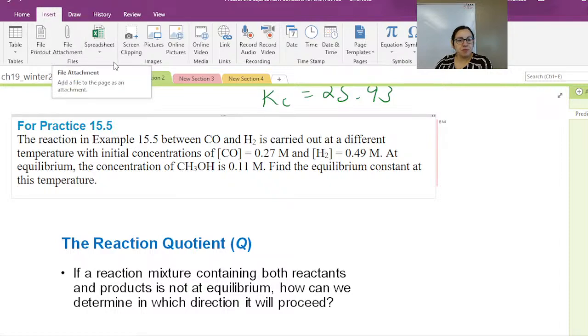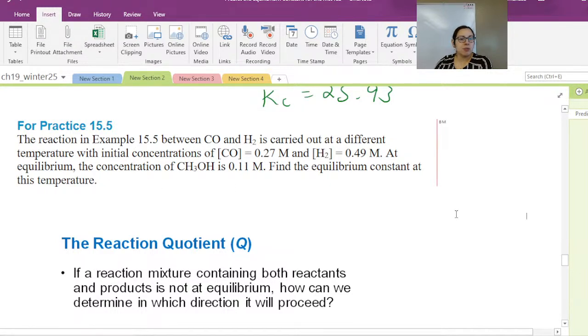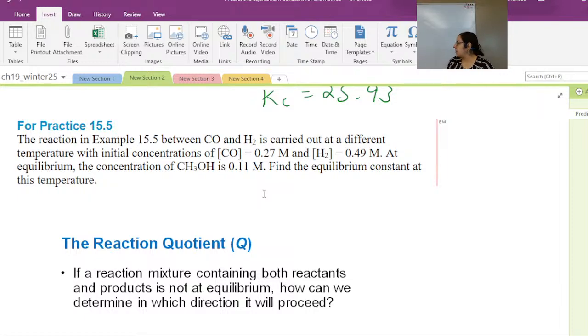All right, let's try our next one. Now it's saying that our reaction above was carried out at different initial conditions, and at equilibrium, the concentration of methanol is 0.11 molar. So find the equilibrium constant at this temperature. Again, this is implying we're at a different temperature, so a different constant. So see if we can set that up. Just kind of repeat what we did before, and we'll go over it.